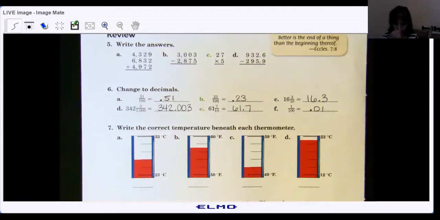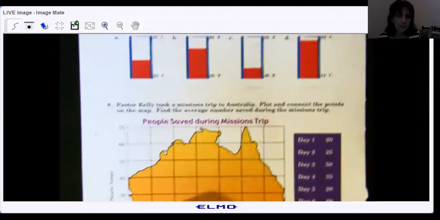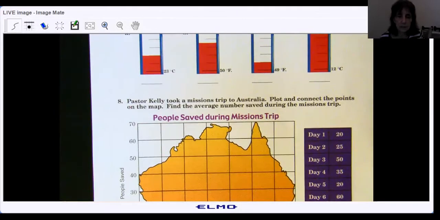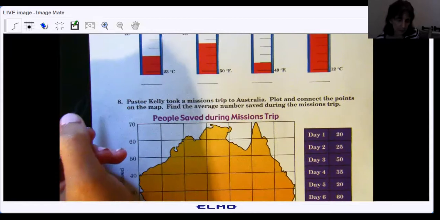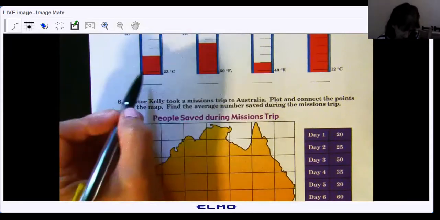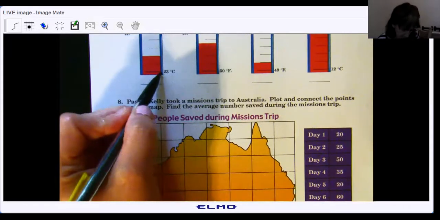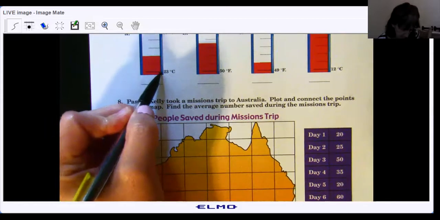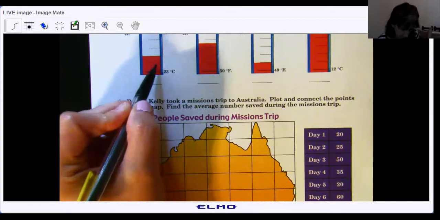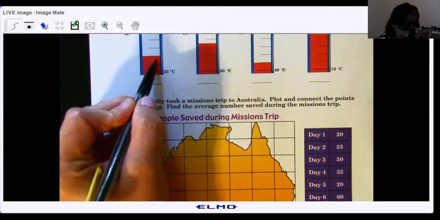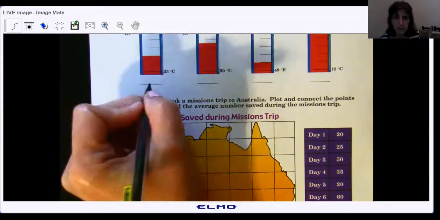Okay. Fahrenheit and Celsius. You're going to count by 1s in Celsius and 2s in Fahrenheit. So we have 23, we're going to start with, and we're going to count by 1s. 23, 24, 25, 26, 27. 27 degrees Celsius.